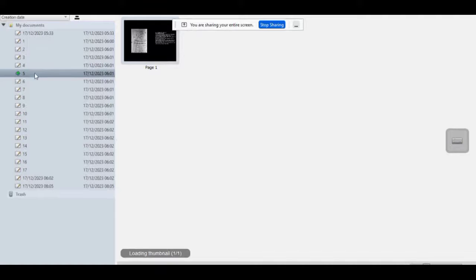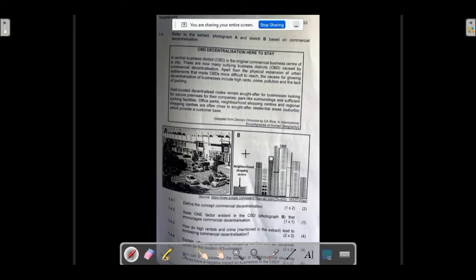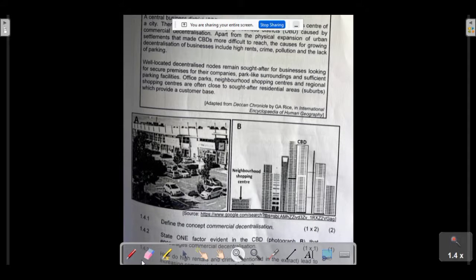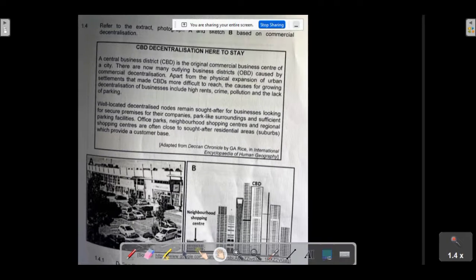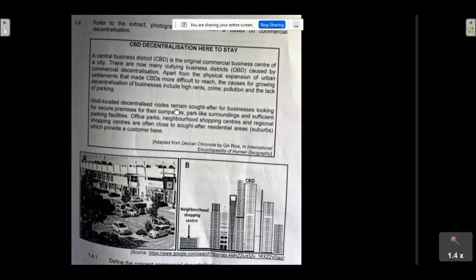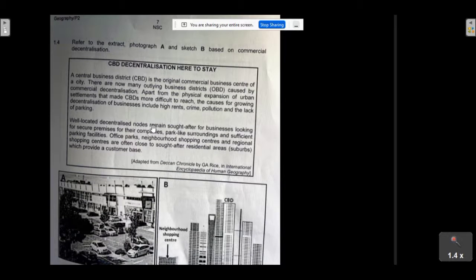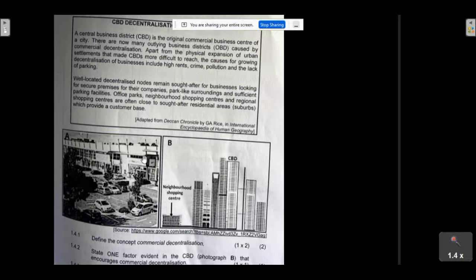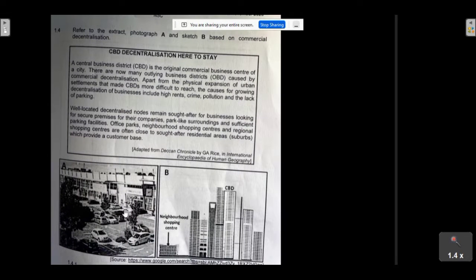So of course, our next question is 1.4. Here's what it looks like. What do they say? So refer to the extract, photograph A, and sketch B. So we have photograph A, so there we go, and sketch B. So this is of course a sketch, and that's a photograph. Fine. Based on commercial decentralization.